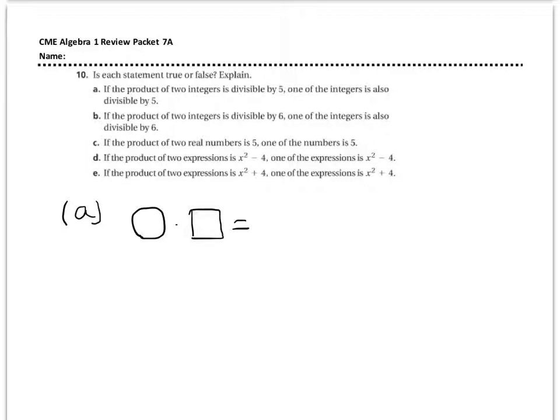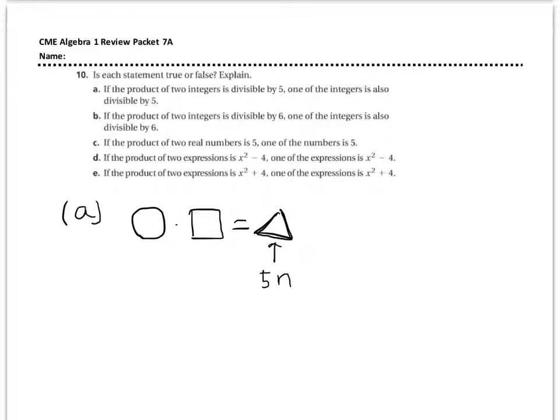Whatever number times whatever is whatever. That product is divisible by 5. That means it's 5 times some number n. Okay? And it says if this is divisible by 5, then this or this has to be divisible by 5. Is that true?